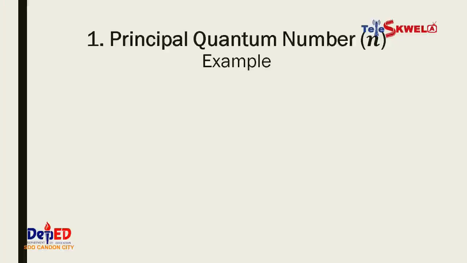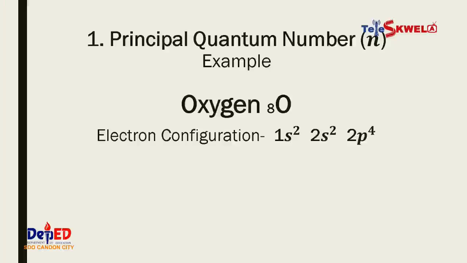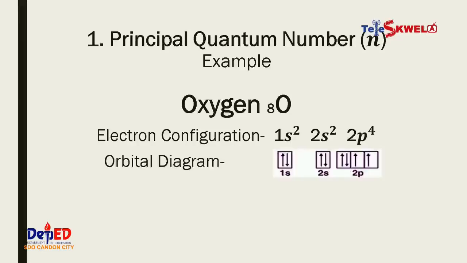Let us take oxygen as an example. Oxygen has an atomic number of 8. Given its electron configuration and orbital diagram, can you identify its principal quantum number?